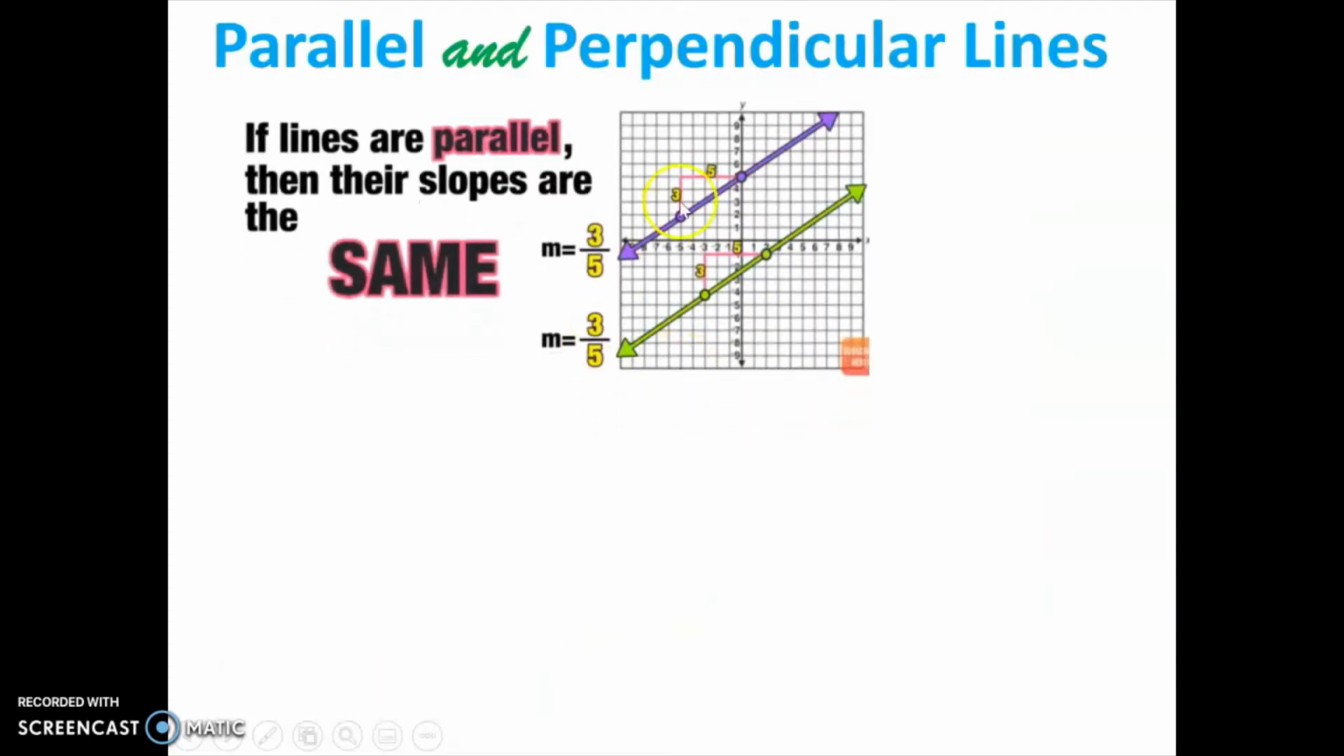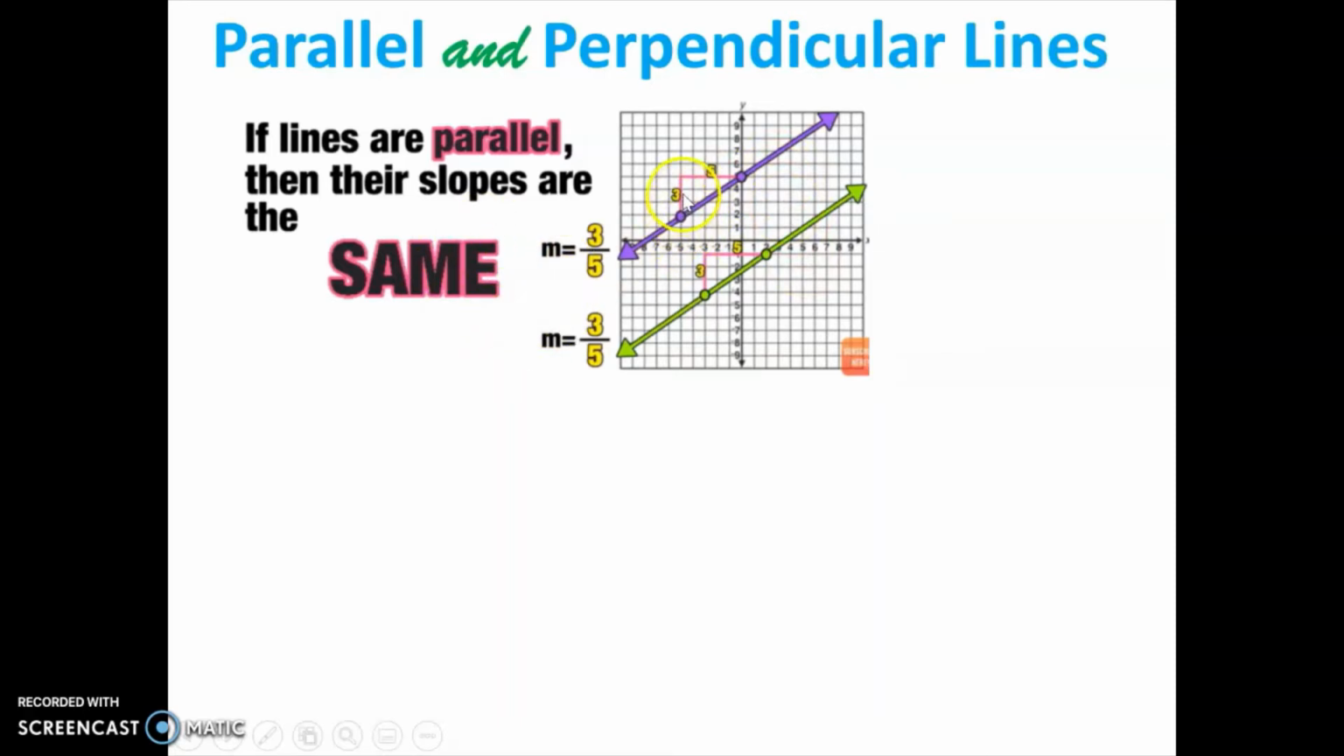So first, if lines are parallel, then their slopes are the same. Okay, here we have a purple and green line that are parallel. You can see they will never intersect. But maybe our eyes are tricking us. We can confirm they will never intersect if they have the same slope.